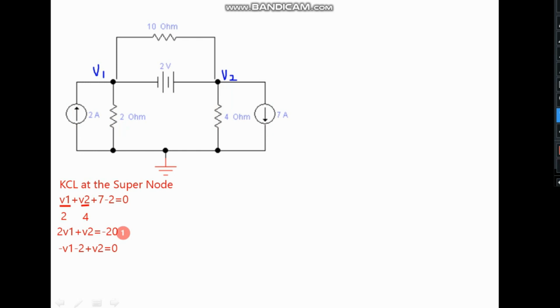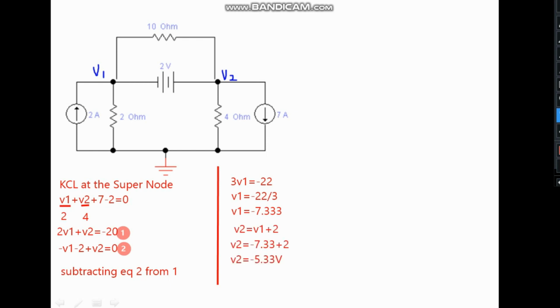So we have got two equations. We now solve them simultaneously. Subtracting equation 2 from equation 1, 3V1 is equal to minus 22 volts. V1 is equal to minus 7.33 volts. From equation 2 we get V2 is equal to V1 plus 2, V2 is equal to minus 7.33 plus 2, V2 is equal to minus 5.33 volts. So the two nodal voltages are minus 7.33 volts and minus 5.33 volts.